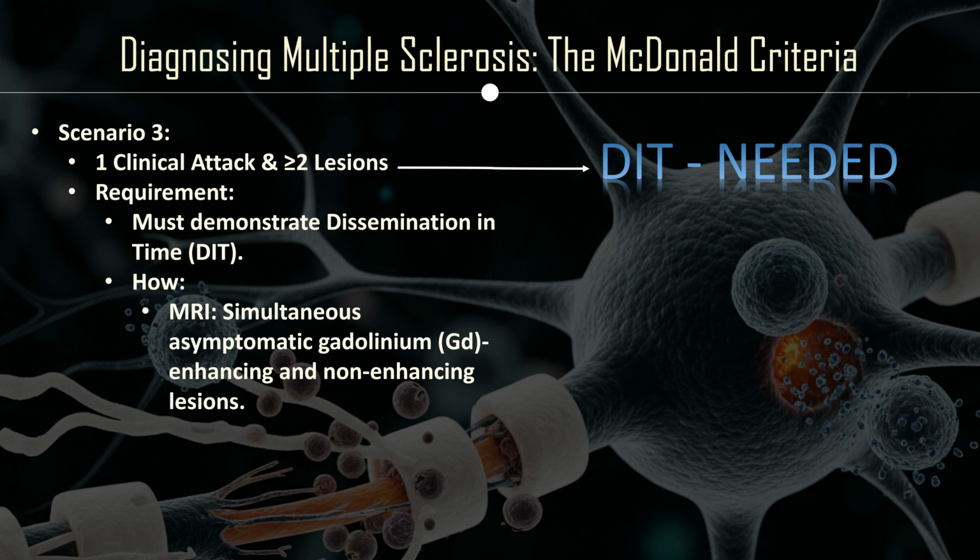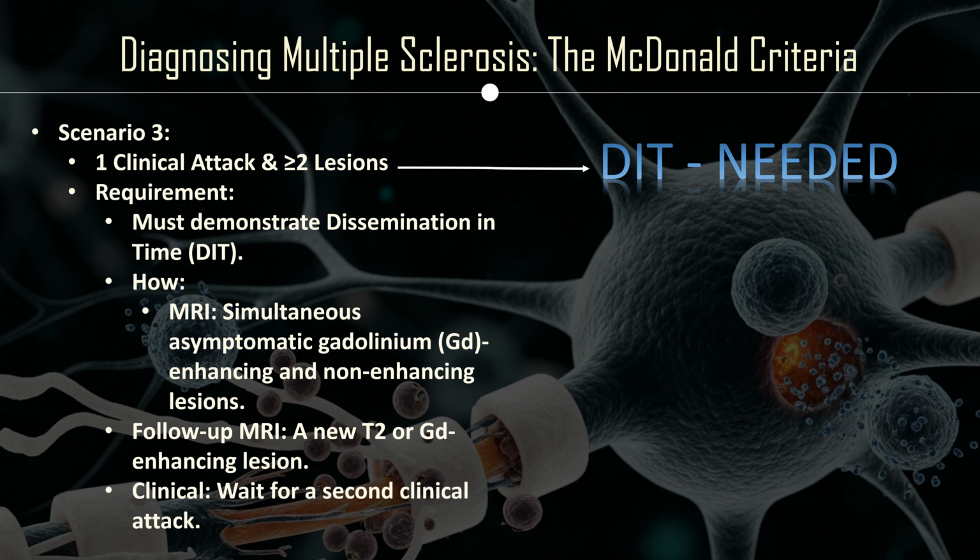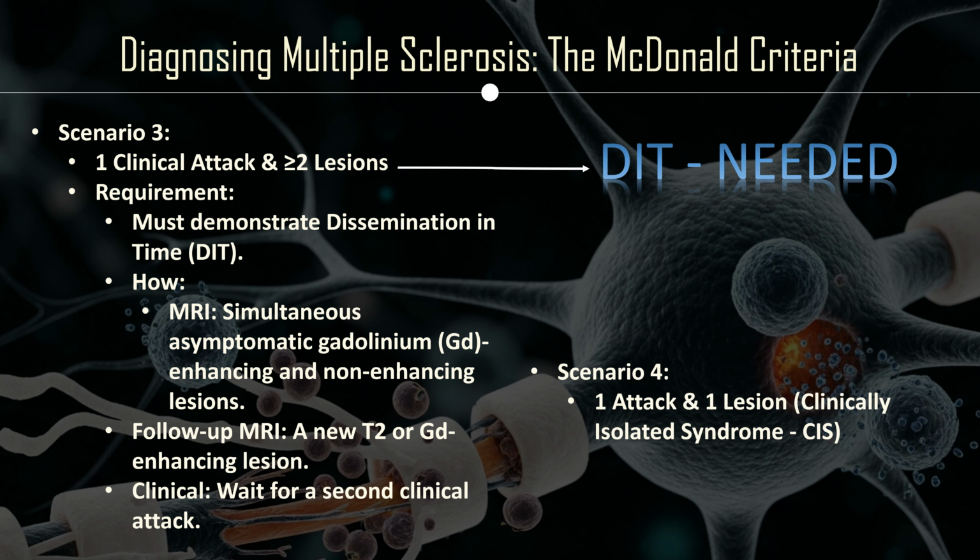We can identify simultaneous asymptomatic gadolinium-enhancing and non-enhancing lesions on a single scan, or we can perform a follow-up MRI to detect a new T2 or gadolinium-enhancing lesion. If MRI doesn't immediately provide DIT in Scenario 3, we might need to wait for a second clinical attack to establish dissemination in time. This highlights the interplay between clinical and radiological evidence.